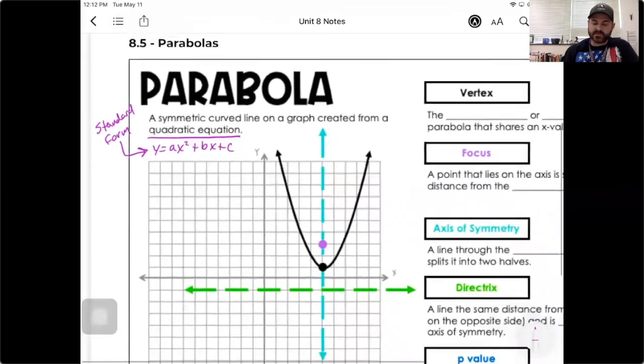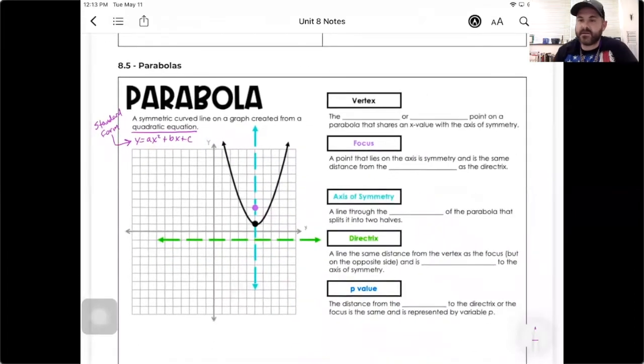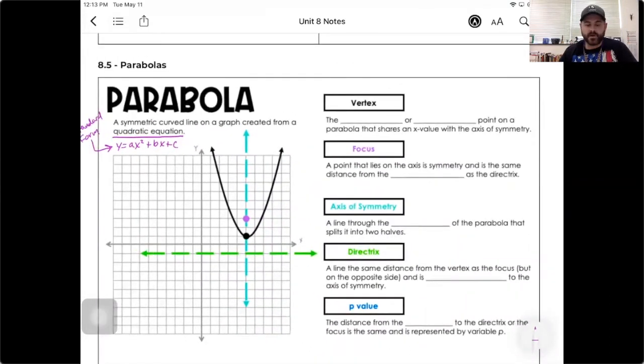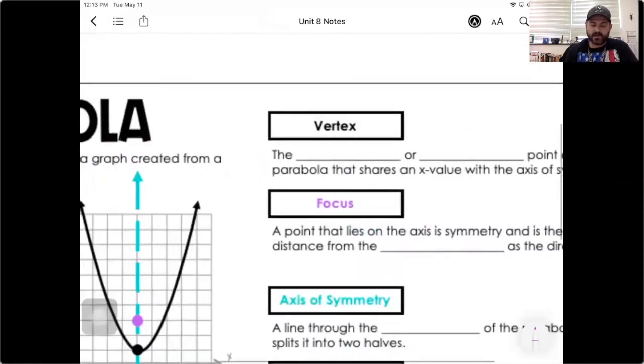So we're going to look at some of those terms here. Okay, so this is going to be fairly new information. Some of it is going to make more sense right away. Other parts are going to be a little bit more challenging. The first part we're going to look at is the vertex. The vertex can be called the maximum or the minimum point of the graph, depending on how it opens. We're going to talk about which direction it opens.